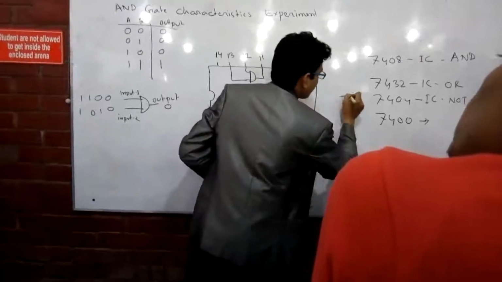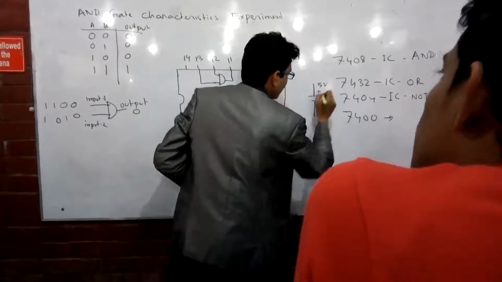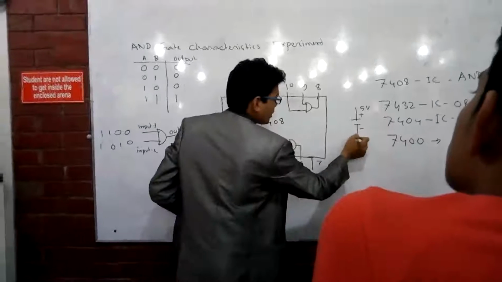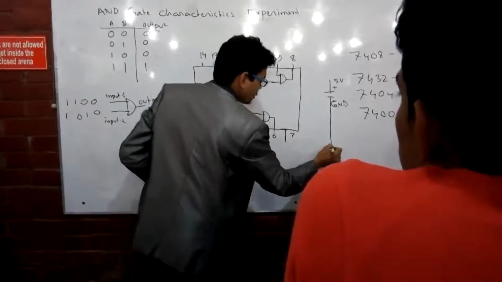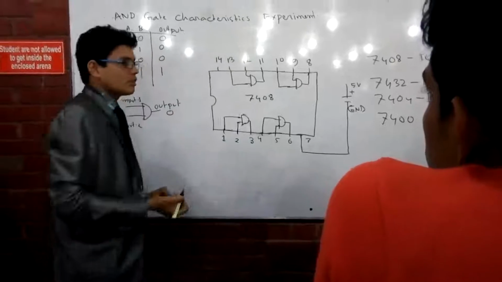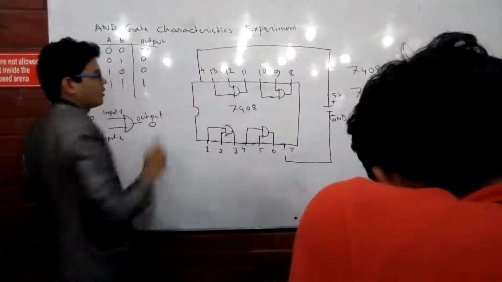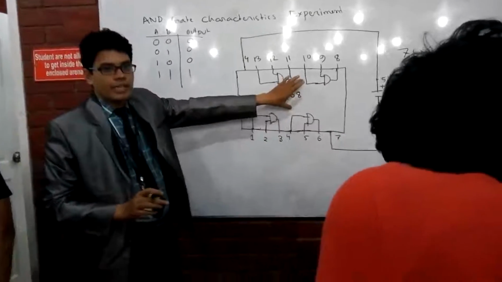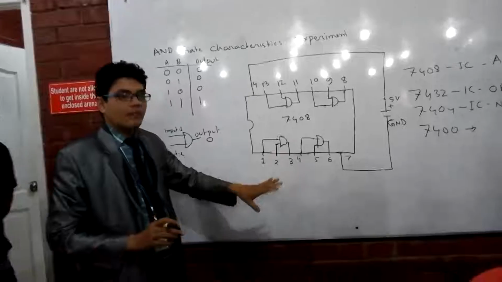So there is a battery. This is the power supply. The battery has a positive terminal, which is 5 volt, and a negative terminal. The negative terminal means ground, and ground will always be connected at pin number 7, and the positive 5 volt will be connected to pin number 14. So this is the circuit exactly. This is the experiment circuit of the AND gate.